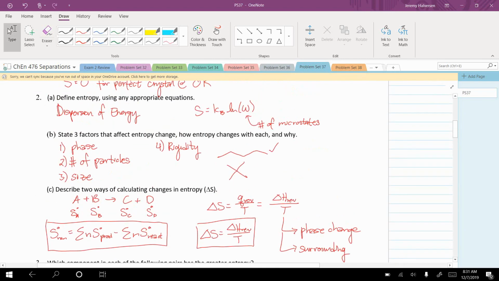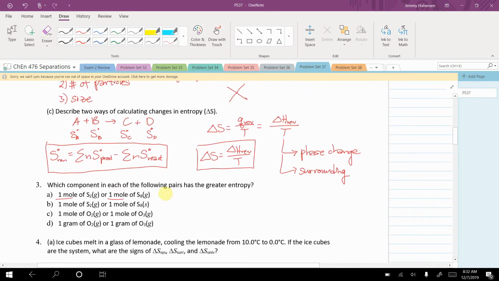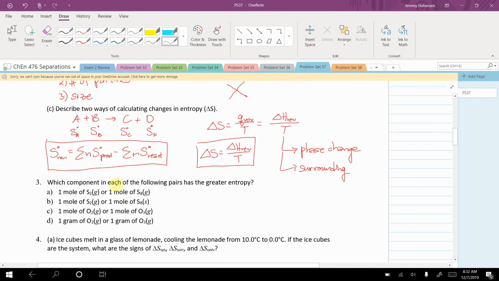So then I kind of listed here in order of importance. They're both gas. They have the same number of particles. So then I look at the size. S8 is bigger. And so S8 is going to have more entropy. All right, then I have 1 mole of S2 gas and 1 mole of S8 solid. All right, well, the phase wins always, and so gas is going to have more entropy.